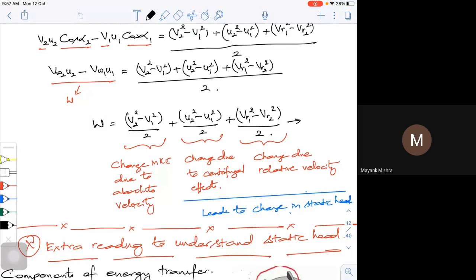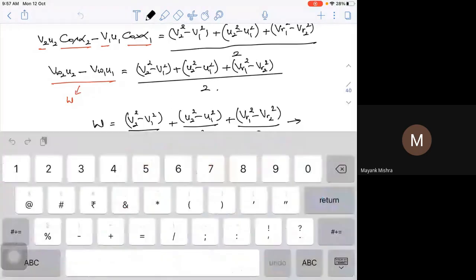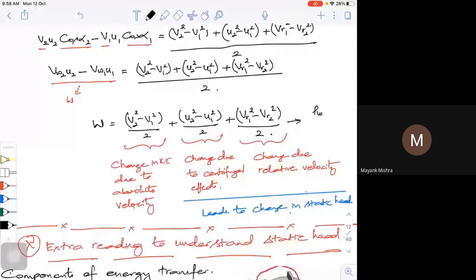So this may be for a pump or a compressor, because this is a power absorbing device. So what will happen if it is for something like a turbine, a power producing machine?